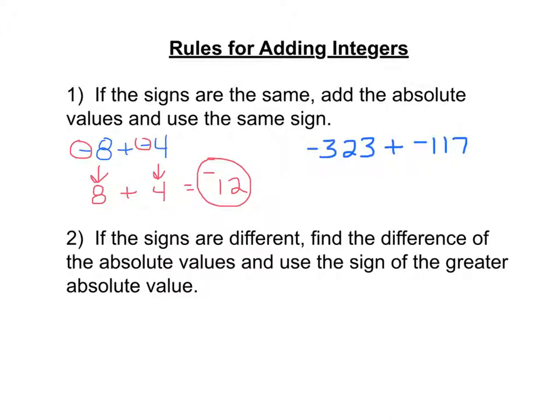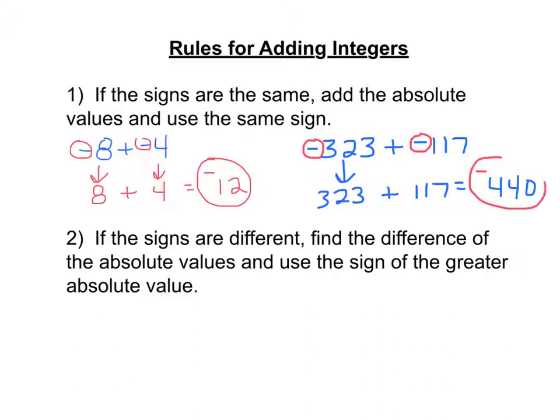Here's another example. Negative 323 plus negative 117. The absolute value of negative 323 is 323, and the absolute value of negative 117 is 117. If I add those 2 numbers together, I get 440, but I do need the negative sign because the signs are both the same. They're both negative, so the answer to this is a negative 440.